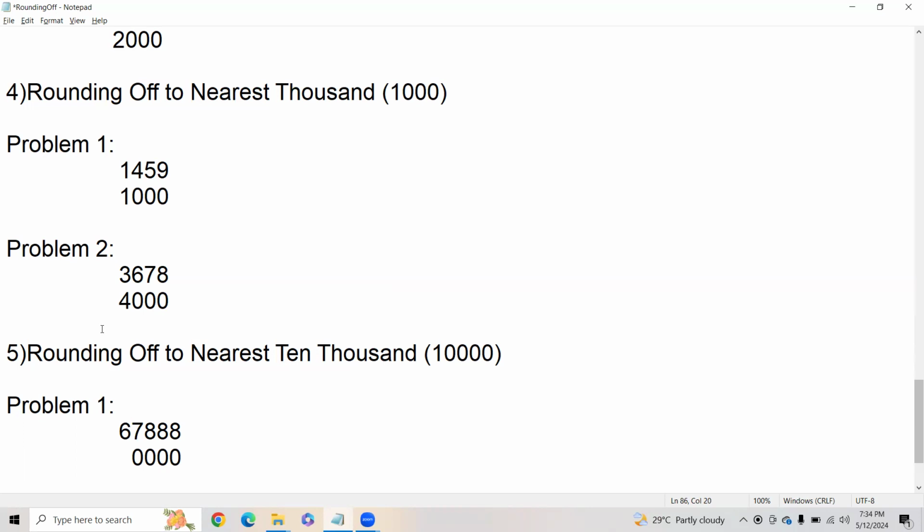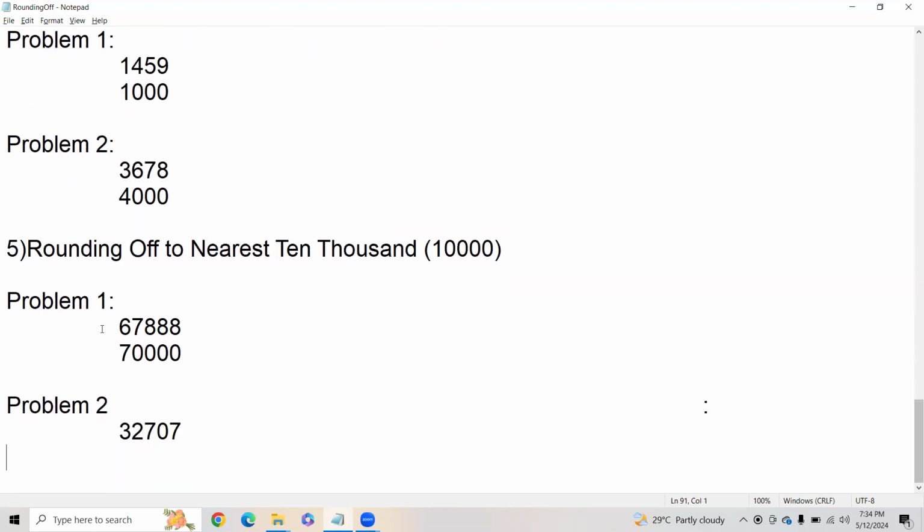Now again ask yourself, 10,000 is having how many zeros? 4 zeros. So check the fourth digit from the right. 1, 2, 3, 4. Fourth digit from the right is 7. So 7 is greater than 5. So the remaining part is 6 in our case because 7888 we already replaced with 0. So as 7 is greater than 5, we just need to increase the remaining part by 1. 6 plus 1 becomes 7. And 67,888, when you round it off to nearest 10,000, you'll get answer as 70,000.